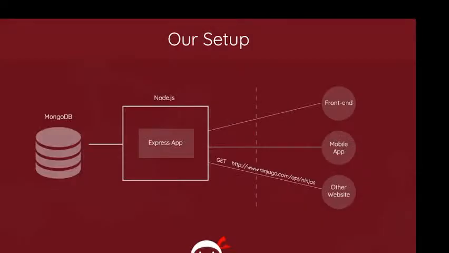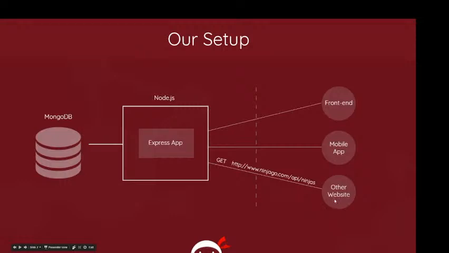So the situation is this: we have our API on the left over here. We have Express app running in Node.js with our different route handlers set up, listening, waiting for requests to them. We also have MongoDB running in the background, but we've not really touched this yet, so don't worry about it for now. So the idea is one of these things over here on the right are going to be making requests to this API, right? Either a front end, a mobile app, or another website.